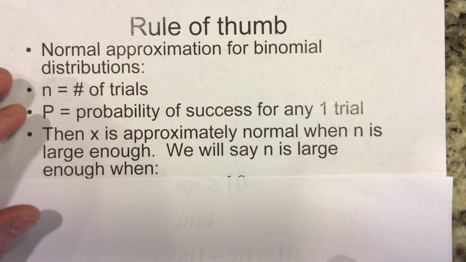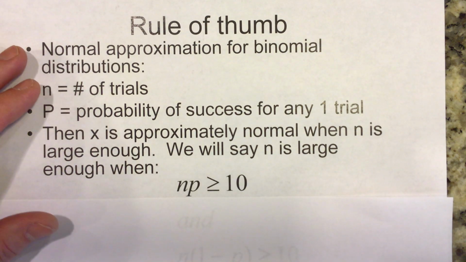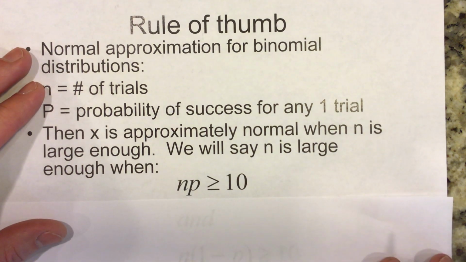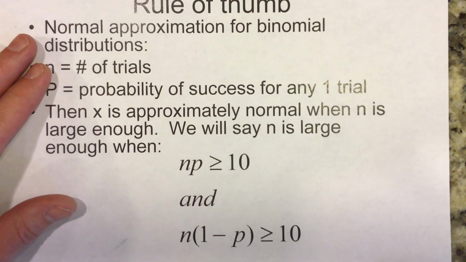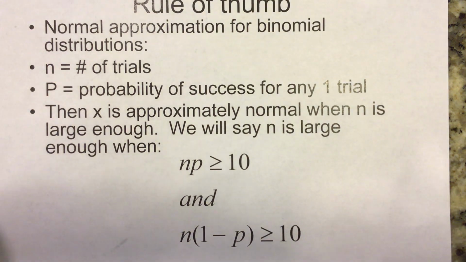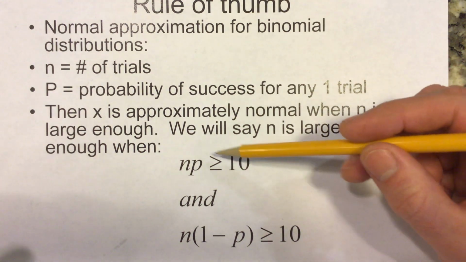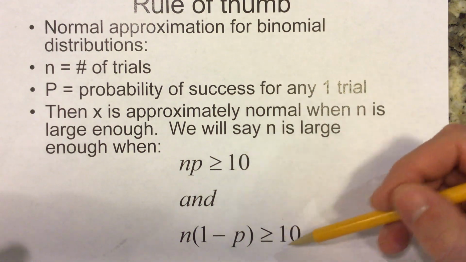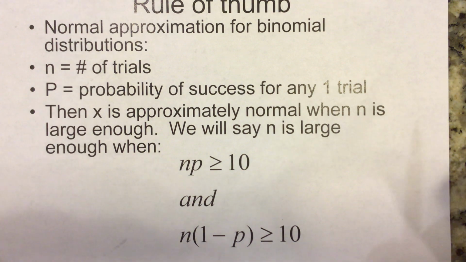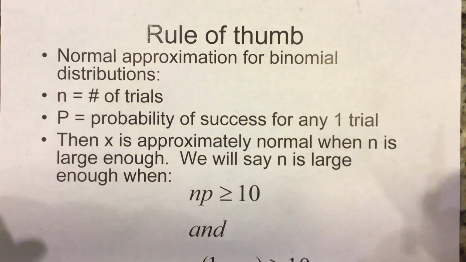So when is N large enough? Well, we're going to say when N times P is at least 10, and when N times the chance of failure is at least 10. So in other words, when we would expect at least 10 successes and at least 10 failures from the scenario, we'll say it's reasonable to use a normal approximation. Okay, it'll be reasonable. Again, it won't be perfectly accurate, but it'll be in the ballpark. So we call that our rule of thumb for when we're allowed to use a normal approximation for a binomial distribution.